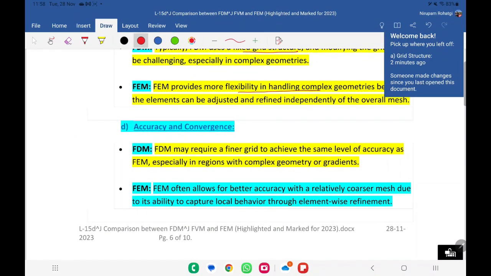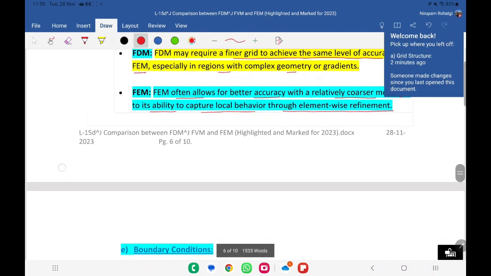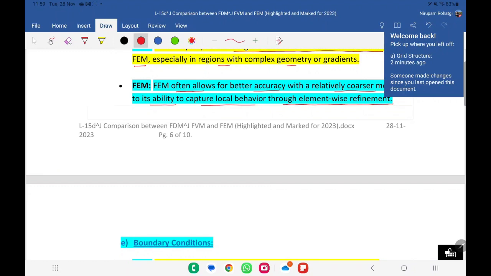Accuracy and convergence. FDM may require a finer grid to achieve the same level of accuracy as FEM. Now you see, what is the advantage FEM is giving? Because FEM is interpolating, you can have a wider grid. FDM requires a finer grid to achieve the same accuracy as FEM, especially in regions with complex geometry. FEM often allows for better accuracy with a relatively coarser mesh due to its ability to capture local behavior through element-wise refinement. So the local behavior is taken care of, right?